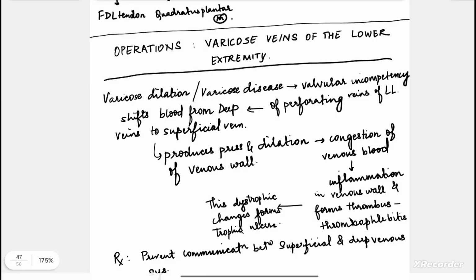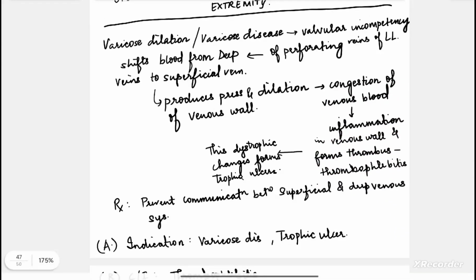Next is operations for varicose veins of the lower extremity. Now, if there is varicose dilation or varicose disease, valvular incompetency of perforating veins of the lower limb is there. Blood shifts from deep veins to the superficial veins, producing pressure and dilation of the venous wall. Congestion of venous blood is there, and inflammation in the venous wall forms a thrombus, which is called thrombophlebitis. These dystrophic changes form a trophic ulcer.